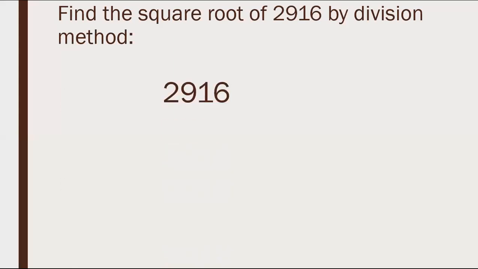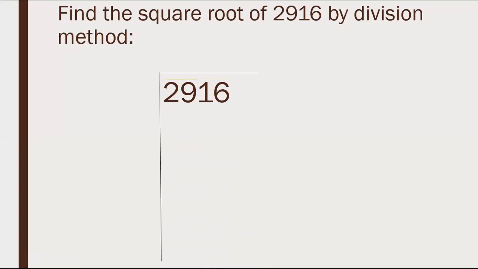Now the next question is 2916. Again, there are two pairs. So 29 is one pair and 16 is one pair. So in step number 1, what do we have to do? We have to find the number which when multiplied by itself gives either 29 or less than 29.